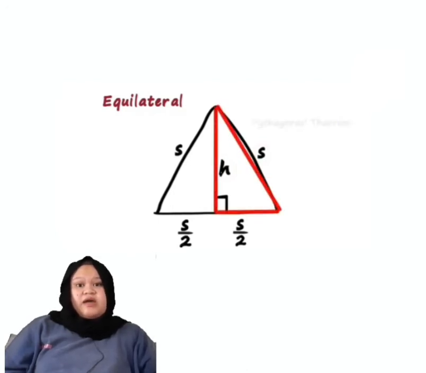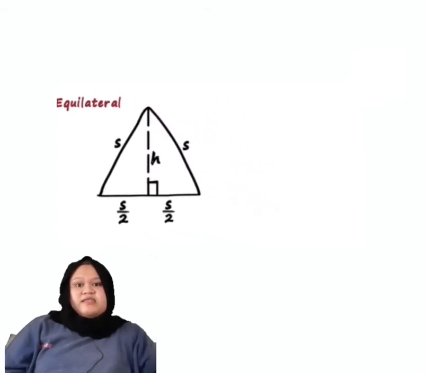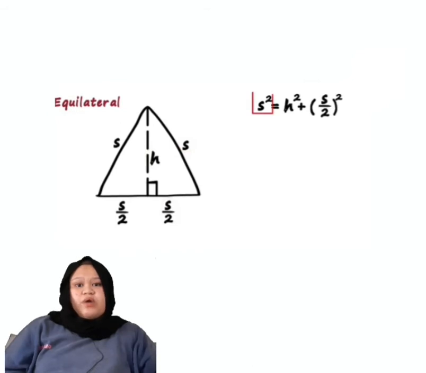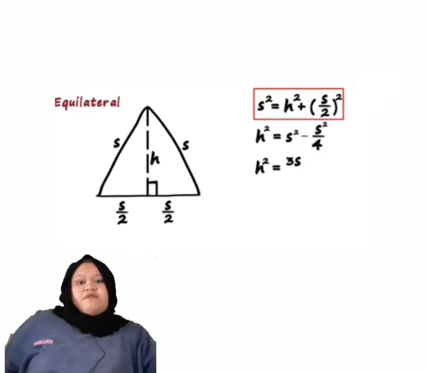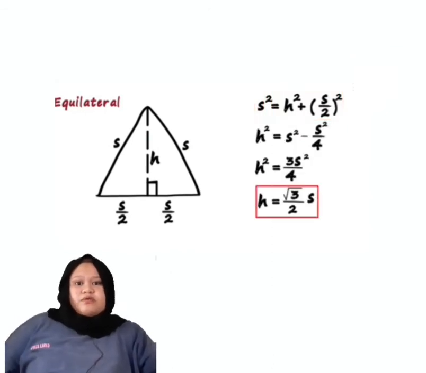Look at this right triangle for instance. Can we use the Pythagorean theorem to get h in terms of S? Let's see, we can say that S squared is equal to h squared plus (S by 2) squared. The square of the hypotenuse is equal to the sum of the squares of the other two sides. Solving this, we get h as root 3 by 2 times S. Now we have h in terms of S.